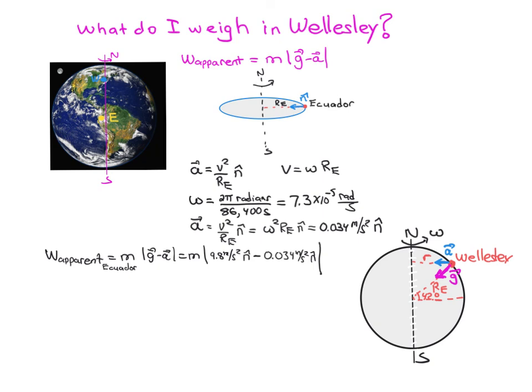This picture exaggerates the effect. The length of the blue arrow is a lot shorter than the length of the purple arrow, as we just calculated. So when you calculate g minus a, you get something which I will attempt to draw in green. It's tilted just a little bit this way, away from the purple arrow. The geometry is a little bit complicated, but the qualitative effect is that your apparent weight is going to be different, and its magnitude is going to be somewhere in between the magnitude you have standing at the equator and the magnitude you have standing at the North Pole.